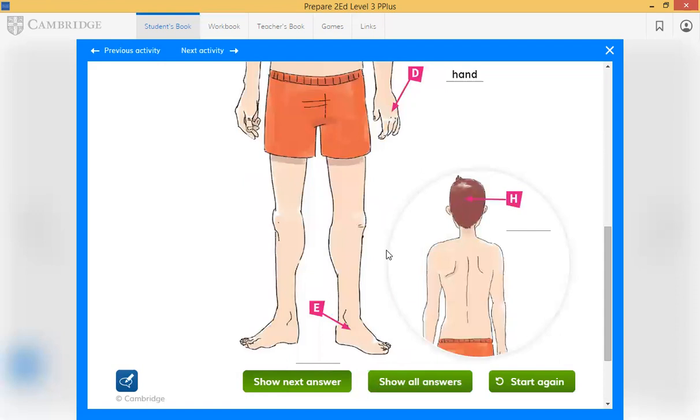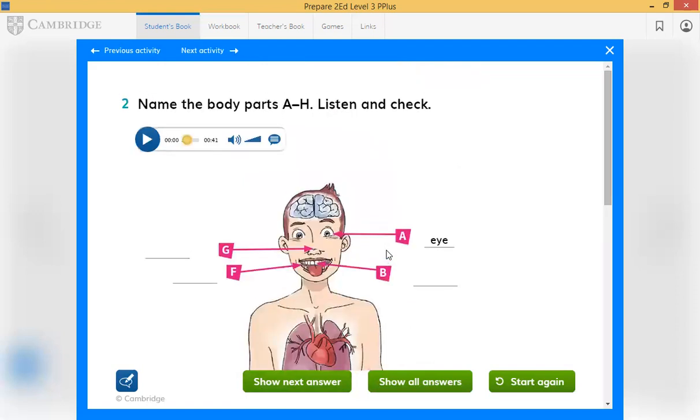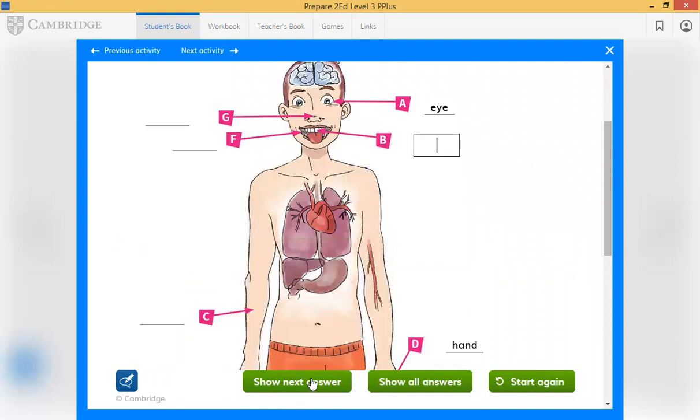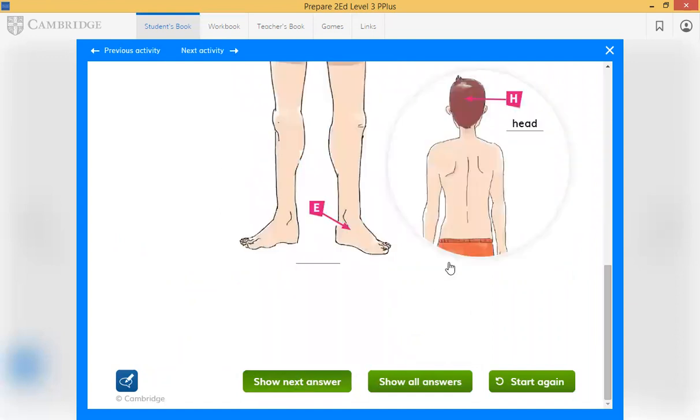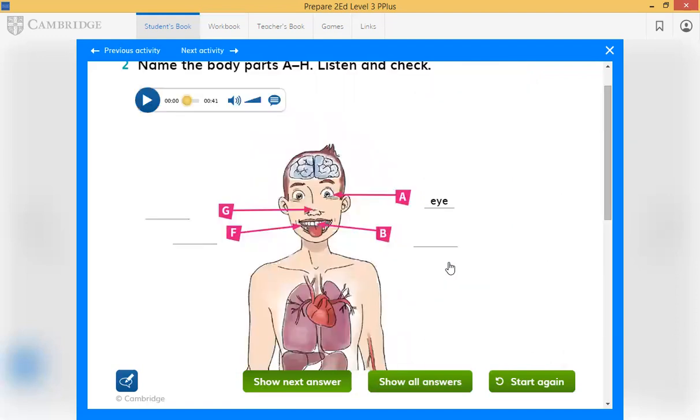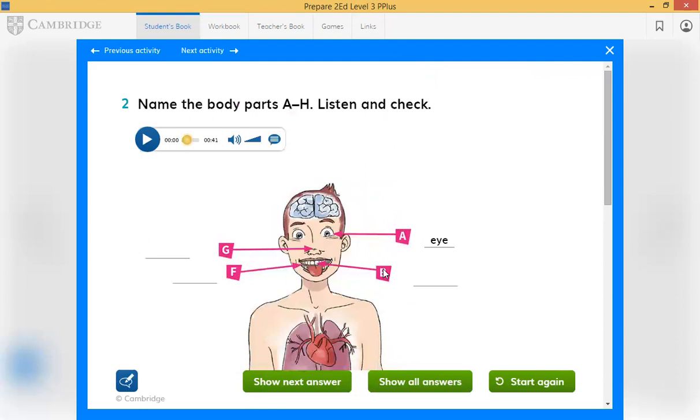Come on, what happened with the letter D? What's going on? I want the letter B. Okay, let me do this.